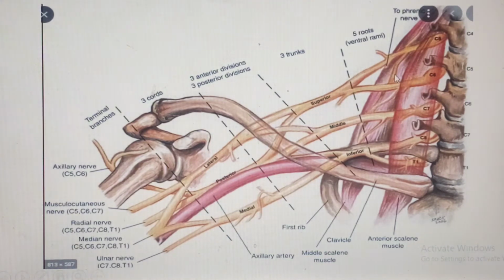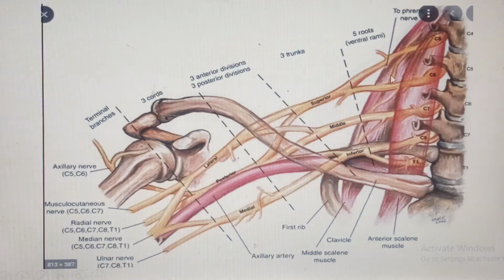And of course, behind, posteriorly, we are going to have what we call scalenus medius muscle. So this is scalenus anterior muscle, and of course, this is scalenus medius muscle. So these are the two muscles that the roots of the brachial plexus will be sandwiched between.